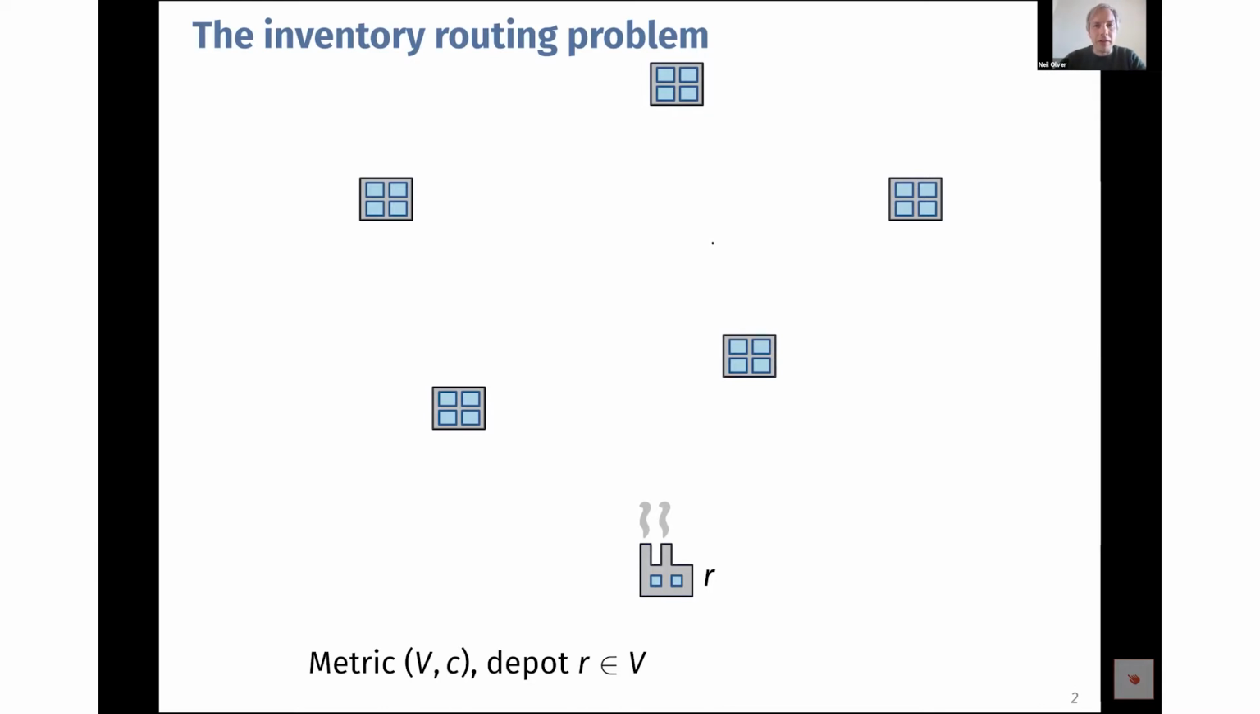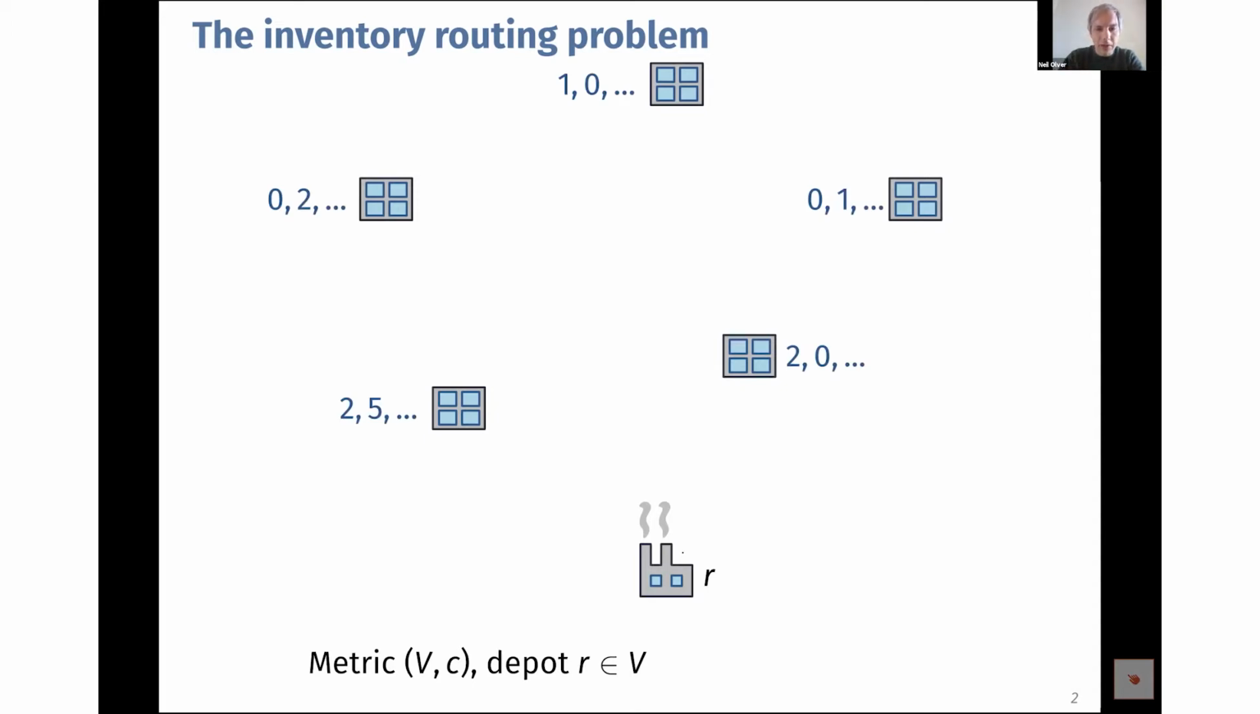So what is the inventory routing problem? So we're given a metric space with one distinguished node, the root R, and think of this root as being some kind of factory. It's producing one type of good. And then all the other points in the metric space are, say, warehouses or shops where we need to deliver goods to.